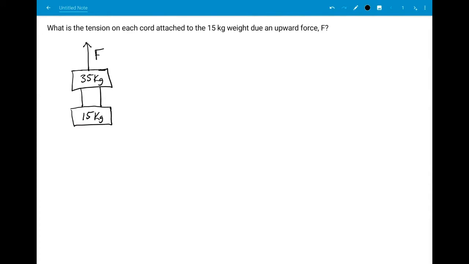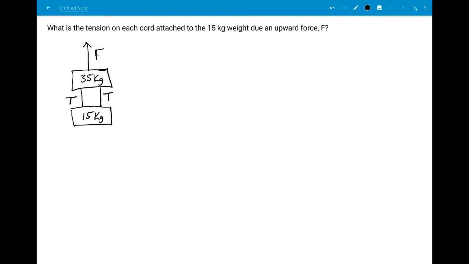Today I'm going to show you how to do a tension problem. This is a question I've used on a test. We want to find the tension on two cords that are attached to a 15 kilogram weight due to some force. Now, we need to make some statements here. Let's assume that these tensions, T, on these two cords are at equidistance from the center, so there are no unusual torques taking place.